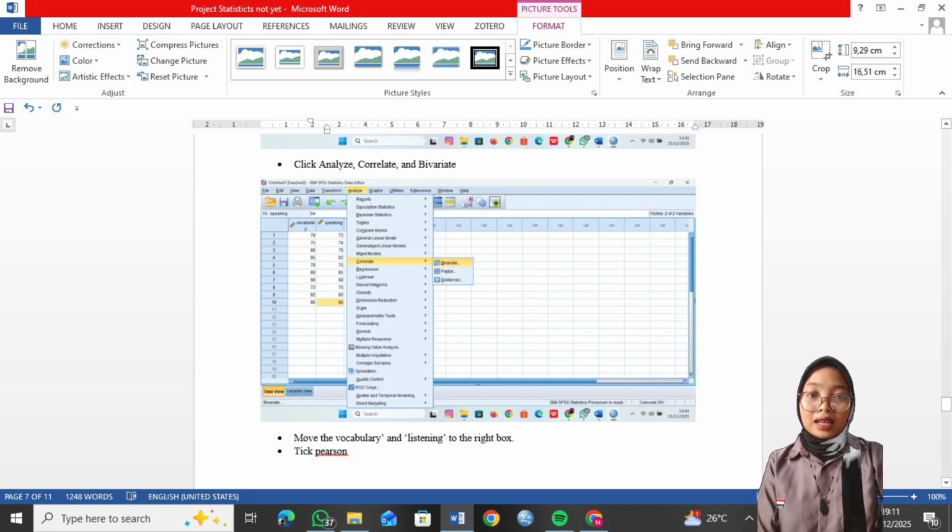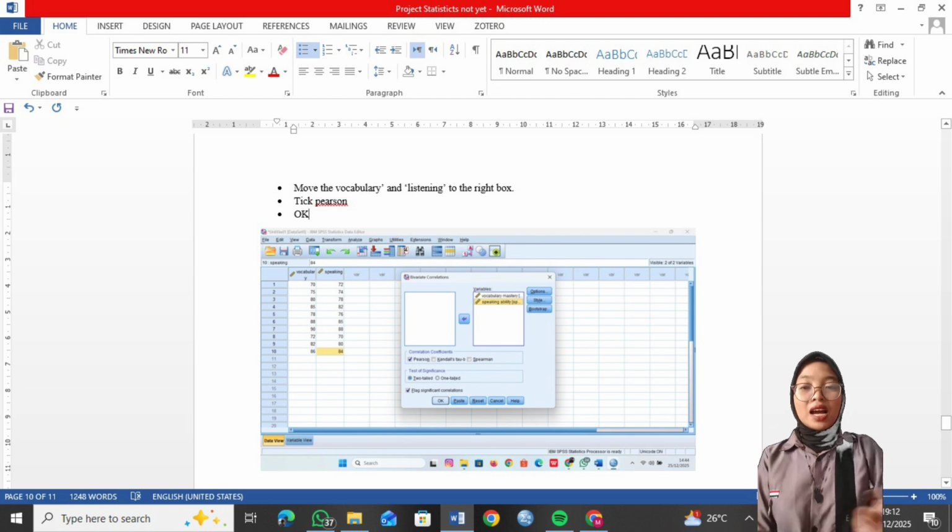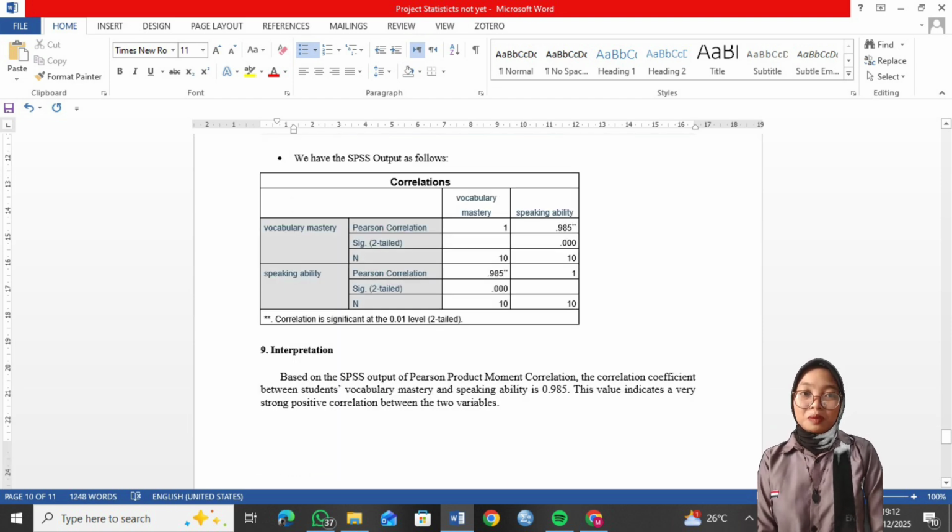Then click Analyze, Correlate, and select Bivariate. Move both variables, vocabulary mastery and speaking ability, into the variable box. Then select Pearson Correlation and click OK. Finally, SPSS displays the correlation table showing the correlation coefficient and the significance value, which were used to interpret the relationship between the two variables.